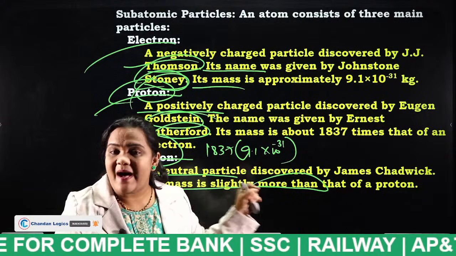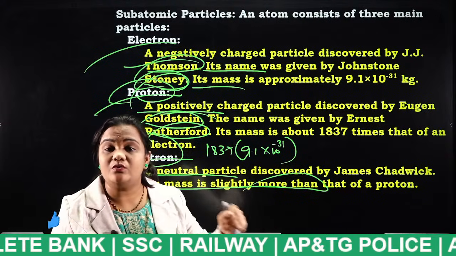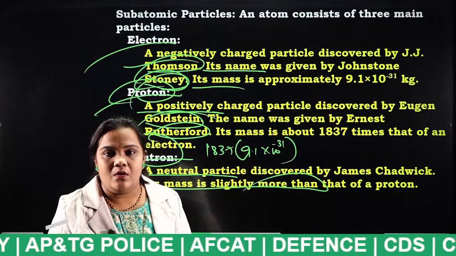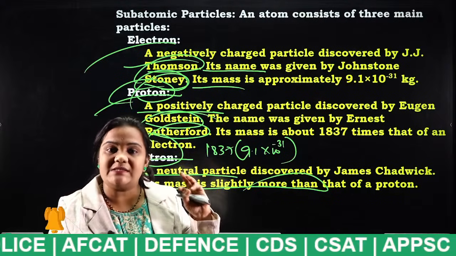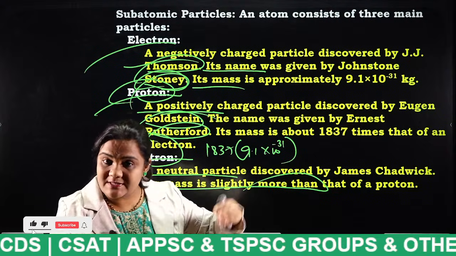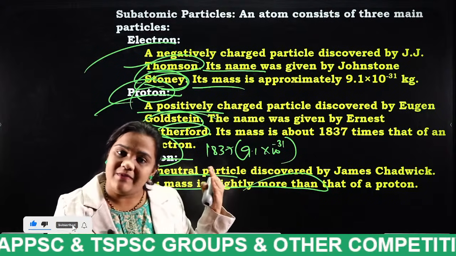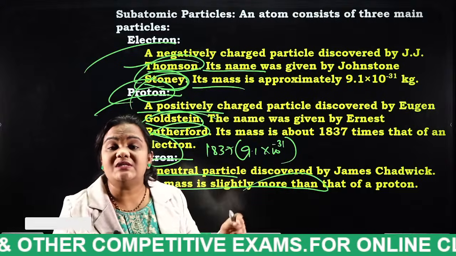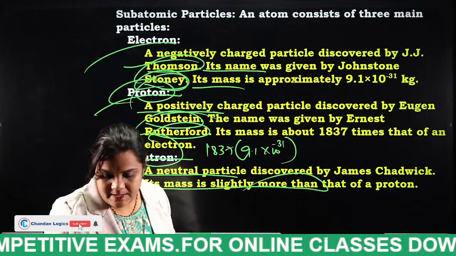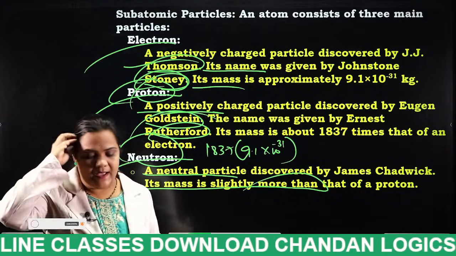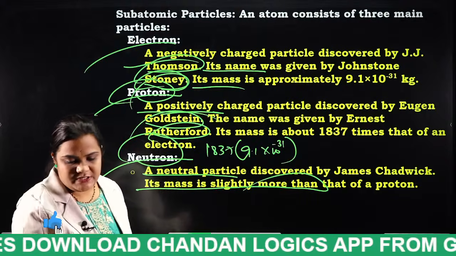And what is the mass of the neutron, students? The mass of the neutron is slightly more than the mass of the proton. Okay, now we have known what an electron is, who discovered it, who named it, what a proton is, who discovered it, who named it, and even what a neutron is. But I am asking you, in which year were they discovered? Tell me, students.